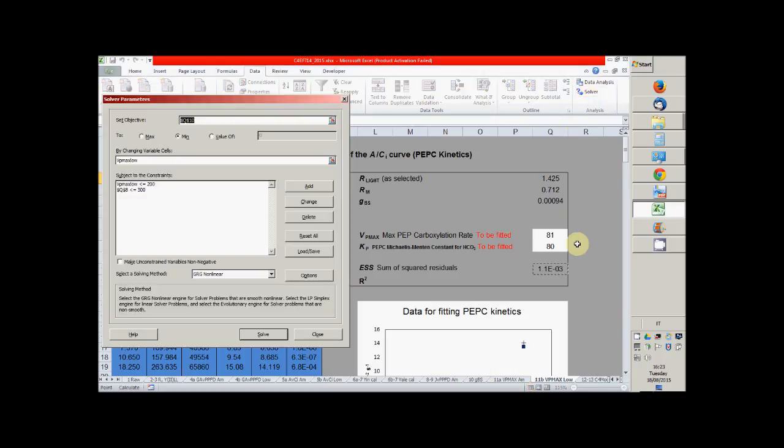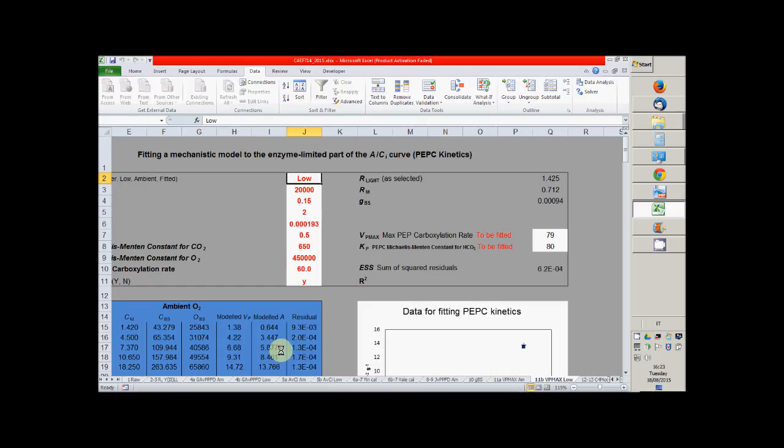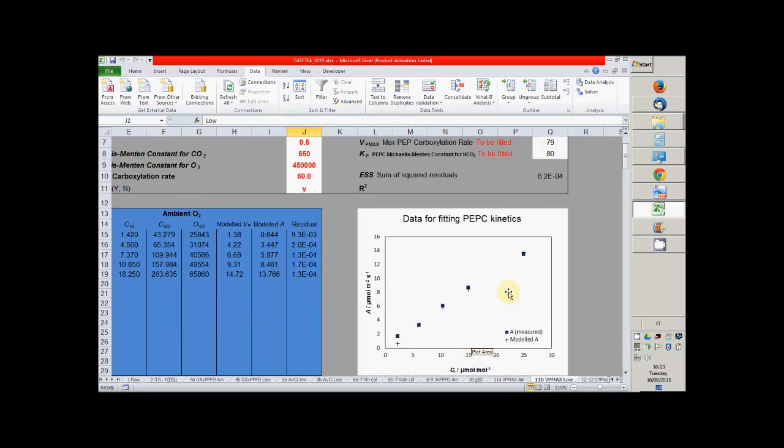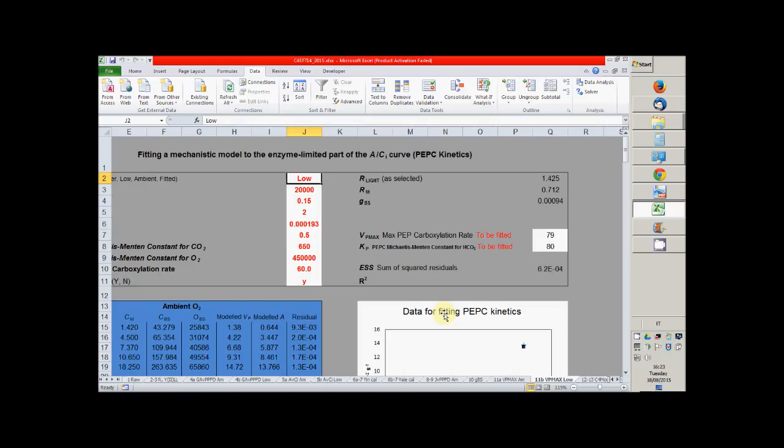We may open Solver, select the objective cell as cell Q10, and select the variable cell as cell Q7. We may now solve. This value of Vpmax now represents the initial part of the ACI curve measured under low oxygen.